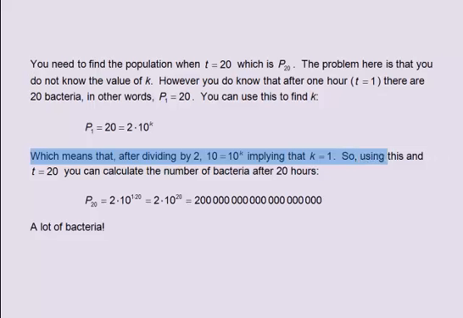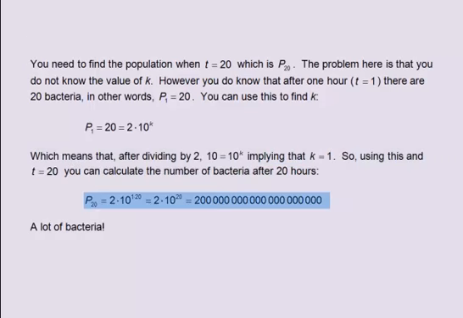So, using this and t equals 20, you can calculate the number of bacteria after 20 hours. P(20) equals 2 multiplied by 10 to the power 1 multiplied by 20, which equals 2 multiplied by 10 to the power 20, which equals 2 followed by 20 zeros. A lot of bacteria.